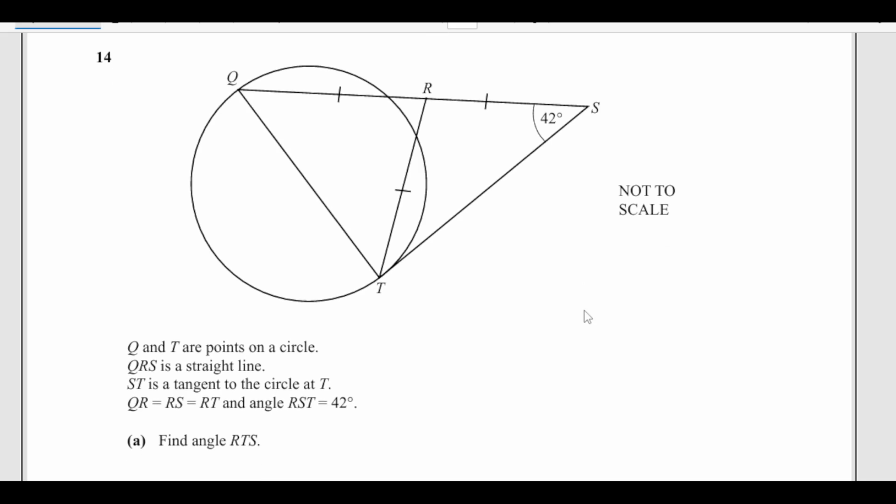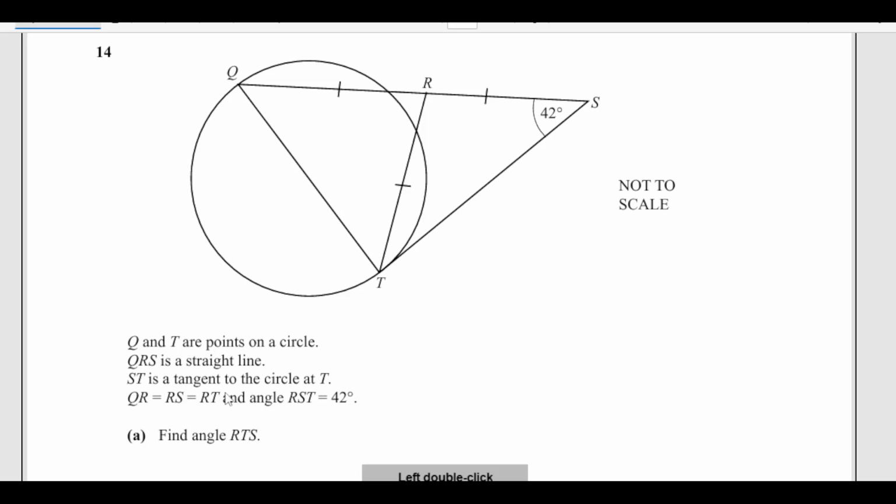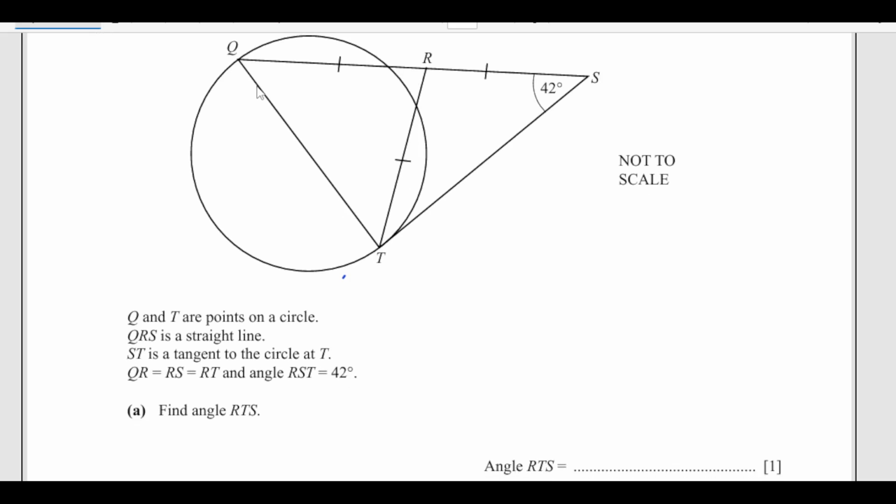We have this question from circles here. We are given Q and T are points on the circle. You see, this is Q and T on the circle. QTRS is a straight line. ST is a tangent. ST is here. Sides are marked equal with these small bars, and angle RST is 42. Find angle RTS. So RTS is this angle actually.